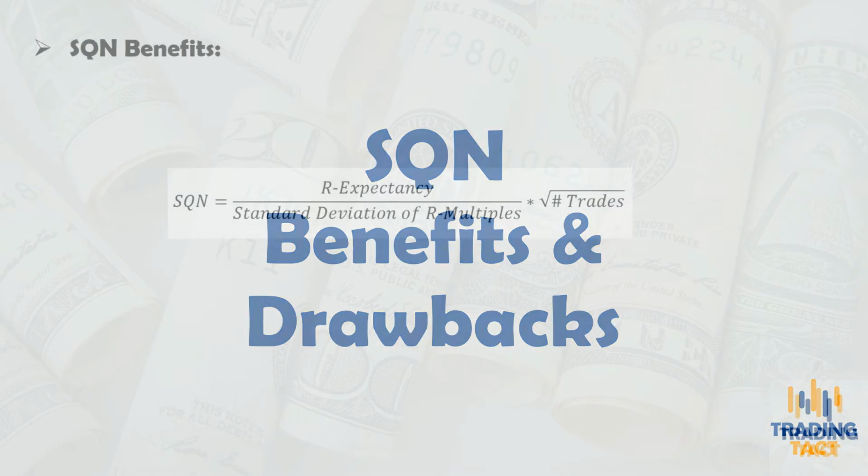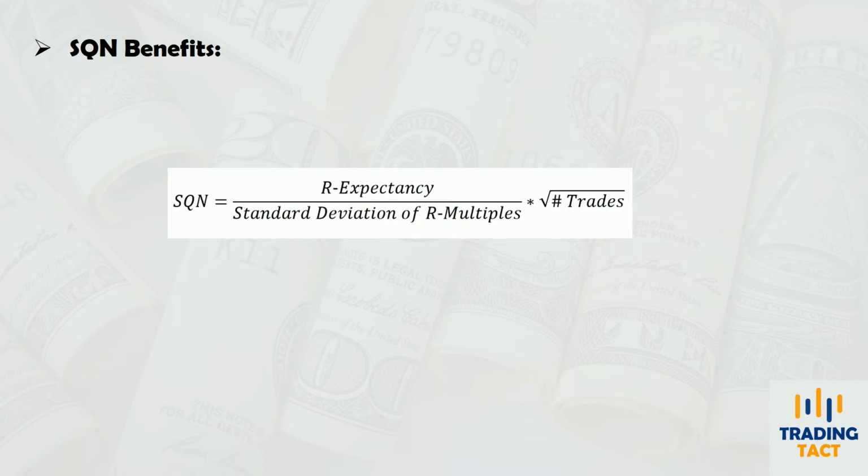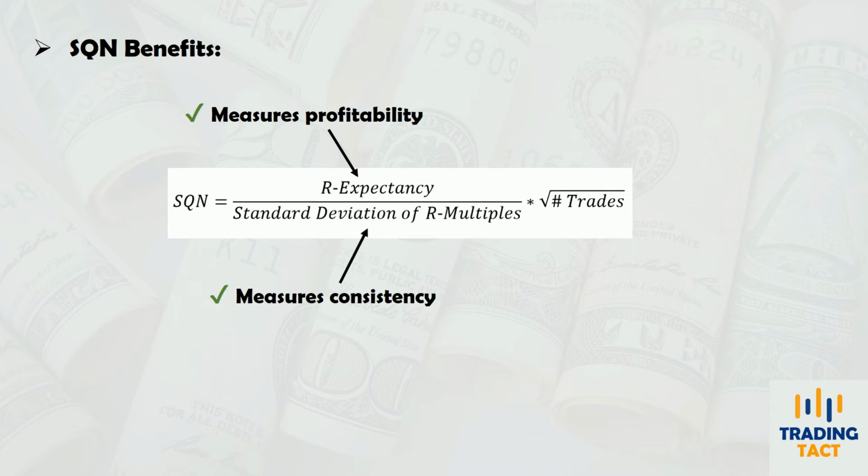The SQN is effective in the following areas. The expectancy measures your system's profitability, while the standard deviation measures consistency. If your individual R multiples are closely clustered around the expectancy, your standard deviation will be low, improving your SQN. A large backtest sample size improves the statistical significance and reliability of your metrics. And since the SQN is proportional to the root of your sample size, this will be reflected in the higher SQN. Now for some limitations.